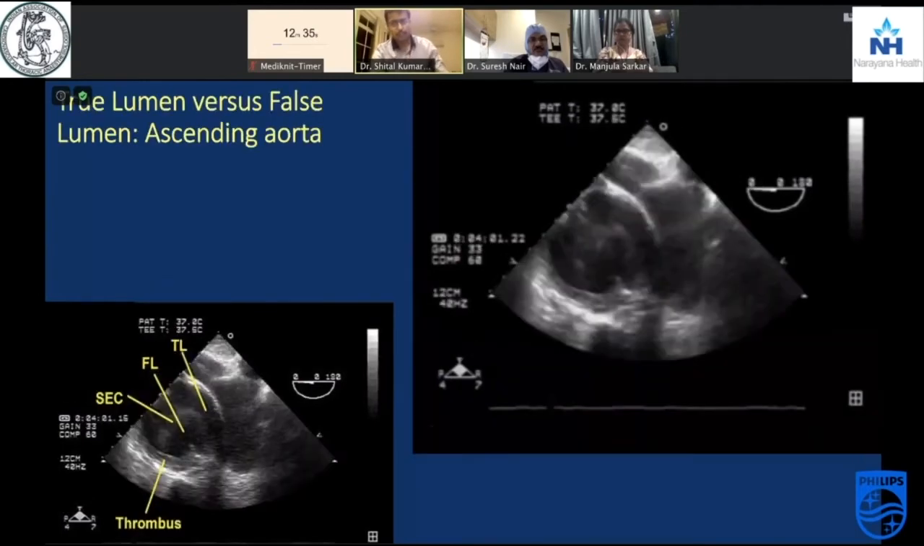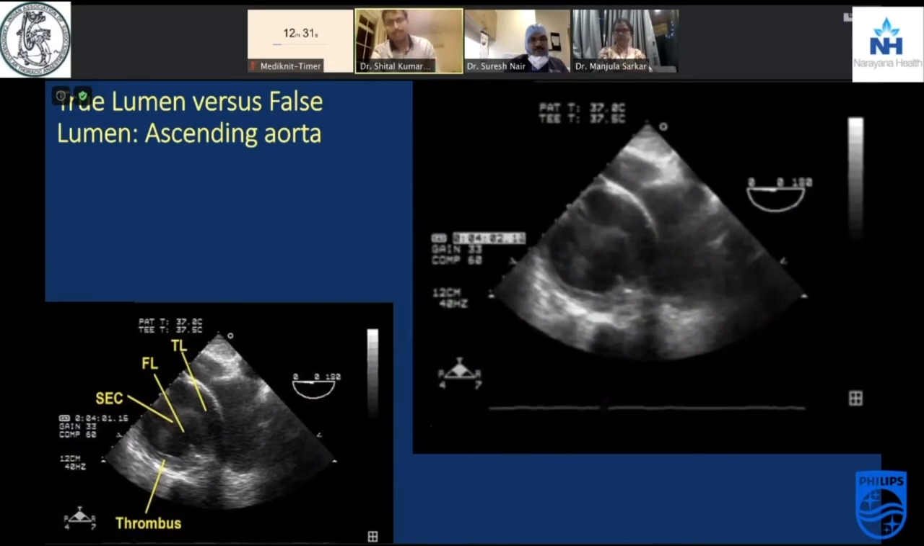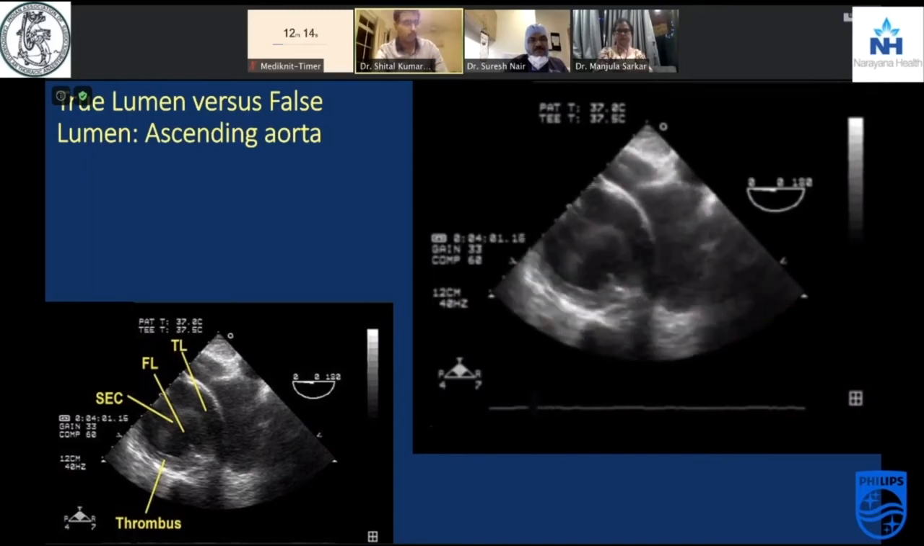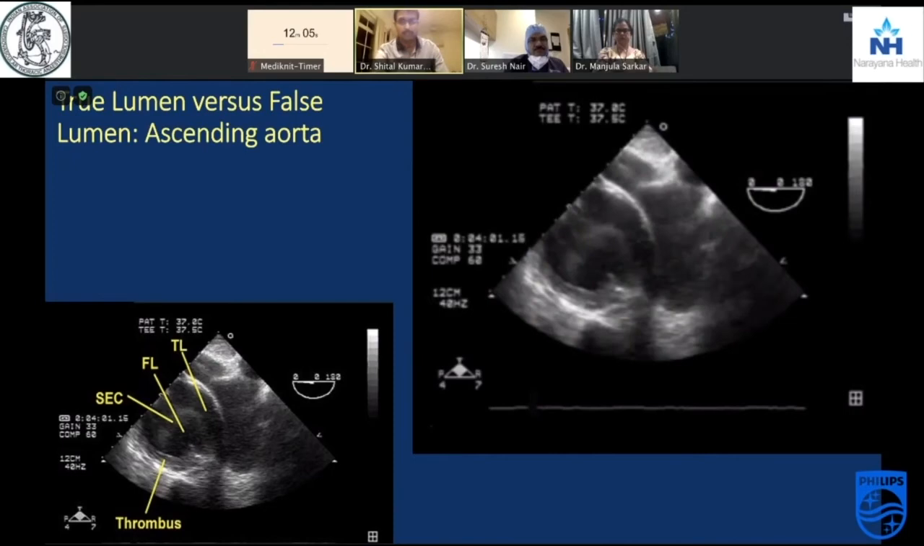There are 3 or 4 pictures which I am repeating again, but the only focus is on the headlines. I have put it as true lumen versus false lumen, as this is quite a common question for candidates who are appearing for the exam. So remember, the true lumen expands during systole. There is an increase in the diameter. It's usually more regular in shape, either circular or oval, and usually smaller. The false lumen will exhibit stasis and hence a thrombus, and it may also have fibrous remnants or sometimes intimal remnants seen inside.